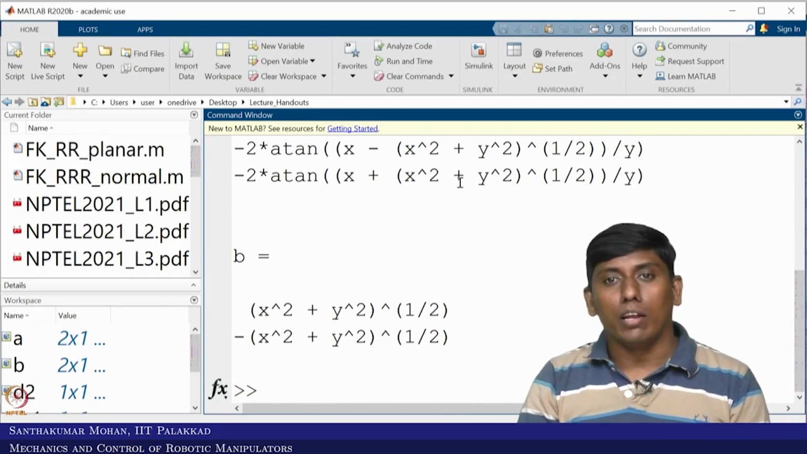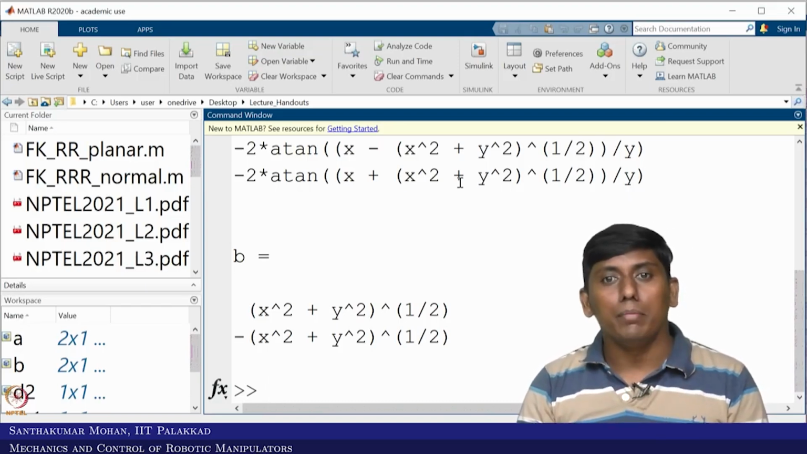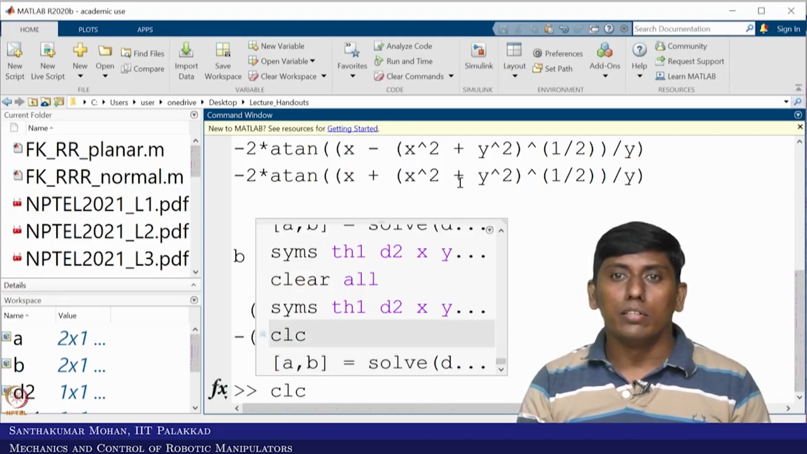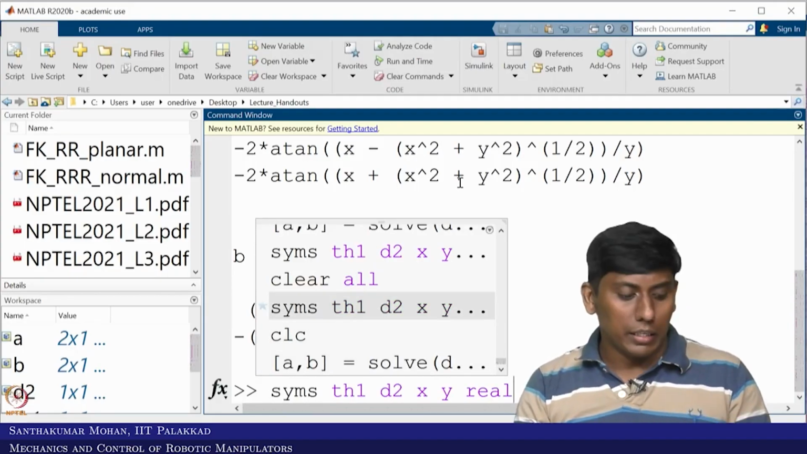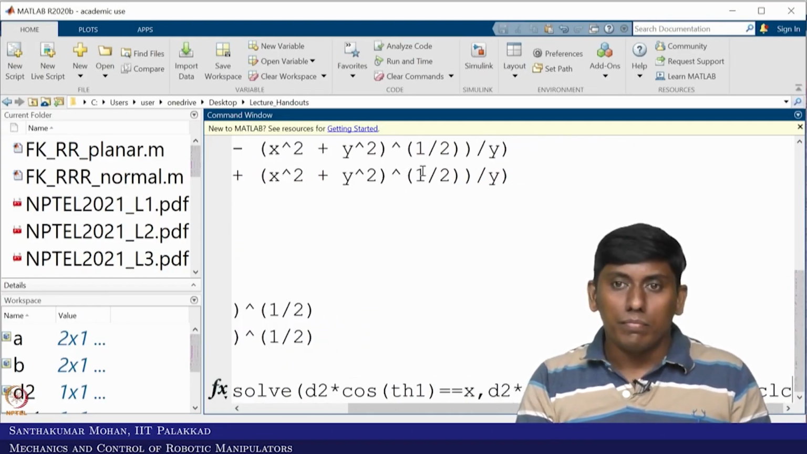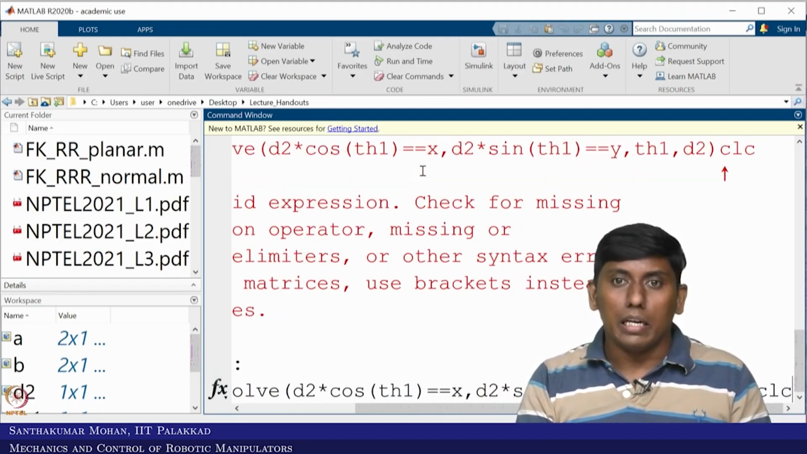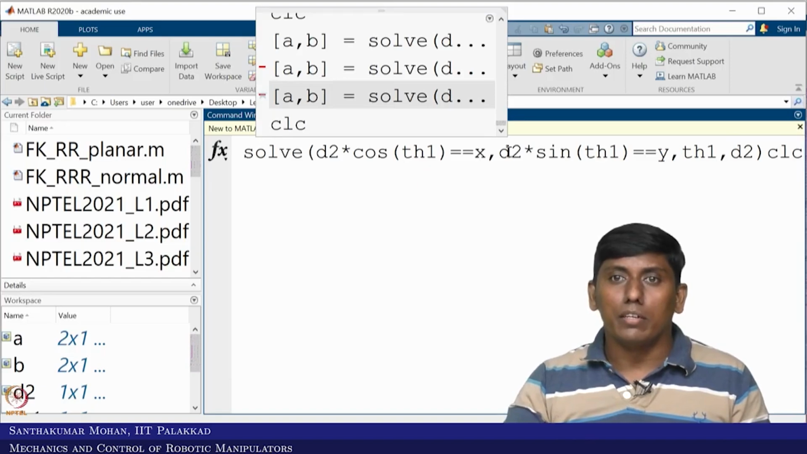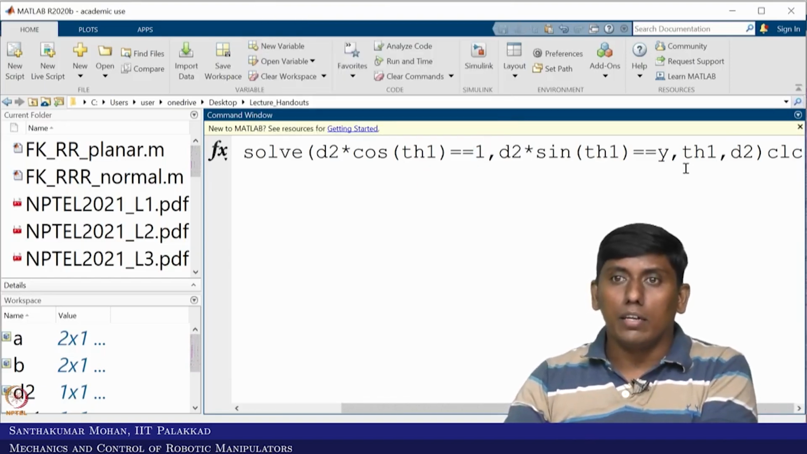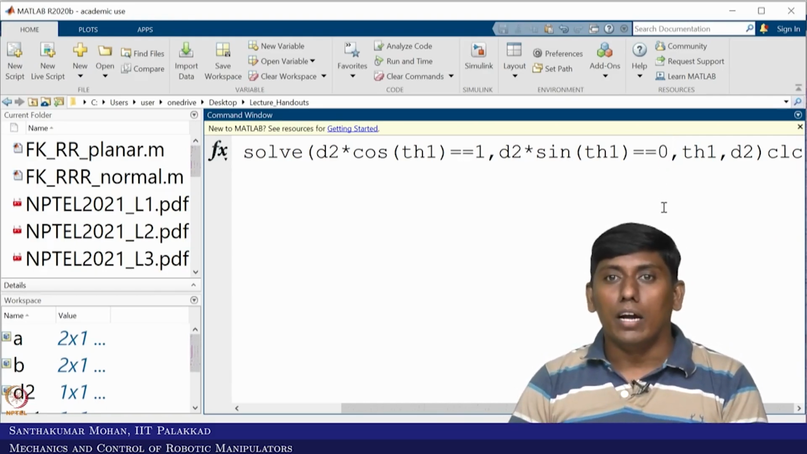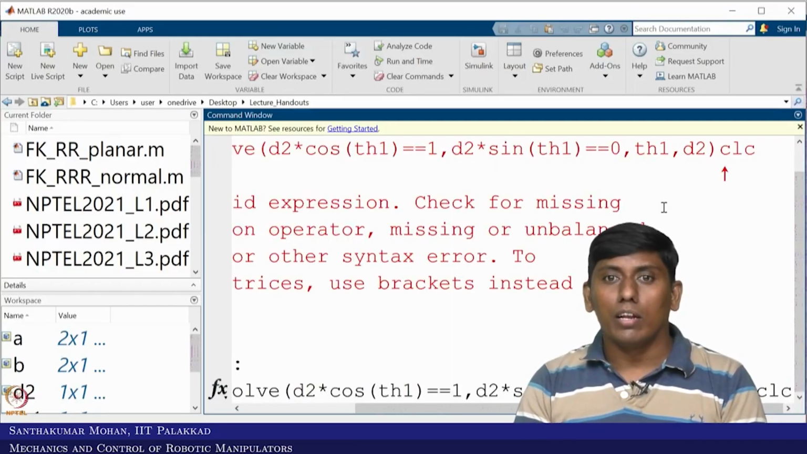So you can see that the inverse kinematic solution can also be found using Matlab, but it is slightly tricky. But if you give a numerical solution, for example, instead of this I will just do clear all. Now for the same equations I am putting some values, this is 1 and this is probably 0. What you can expect is d2 would be 1 and theta 1 would be 0. So will we get it or not?